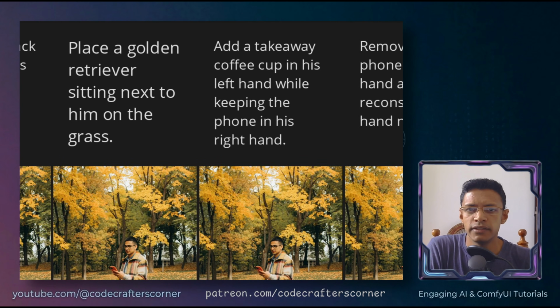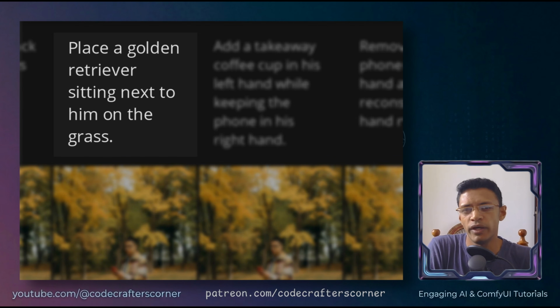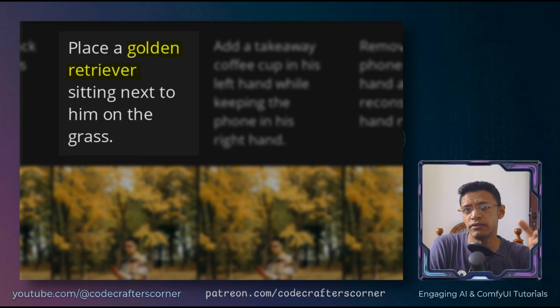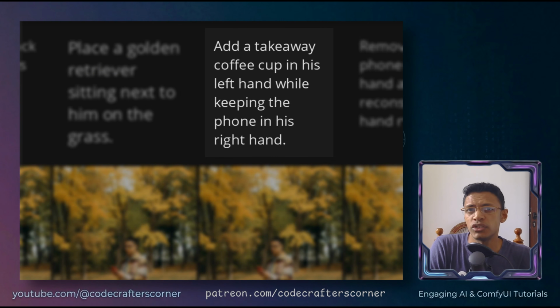Basically, I'm trying this complex prompt where I'm saying to add a golden retriever. I'm specifying the breed of the dog here instead of just saying a dog. For this second image, I'm saying put a coffee cup in the left hand of the person and then have the phone on the right hand.